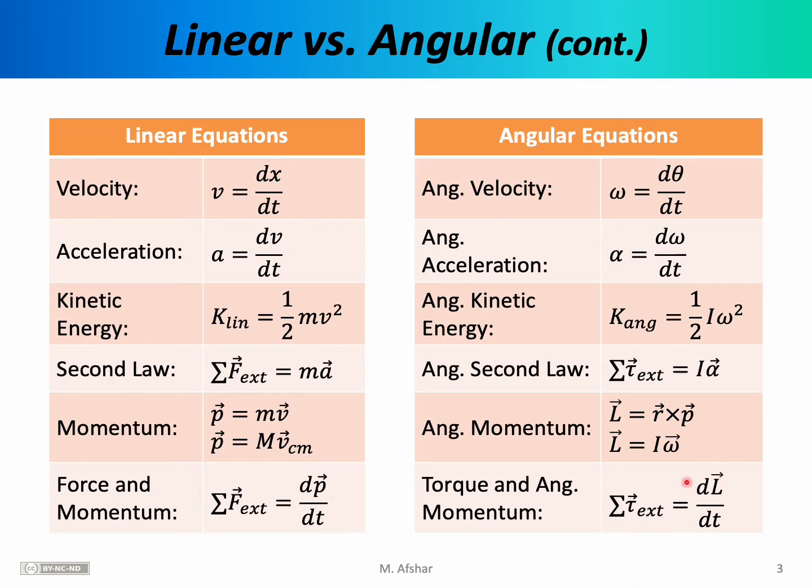Similarly, torque and angular momentum are related. If there are external torques acting on a system, then its angular momentum is going to change. But if the net external torque is equal to 0, then the angular momentum is going to be conserved. It's going to be constant. It's not going to change in time.